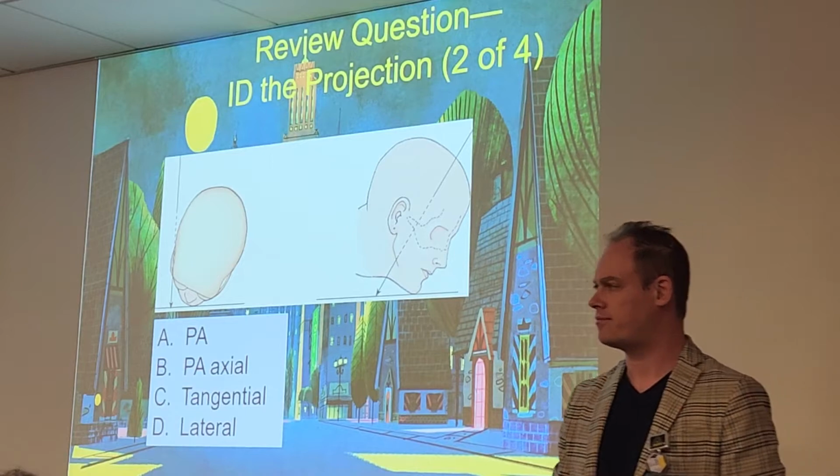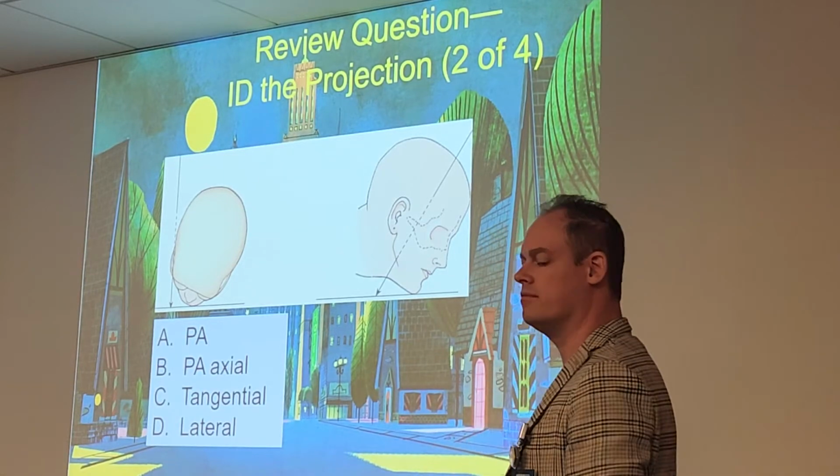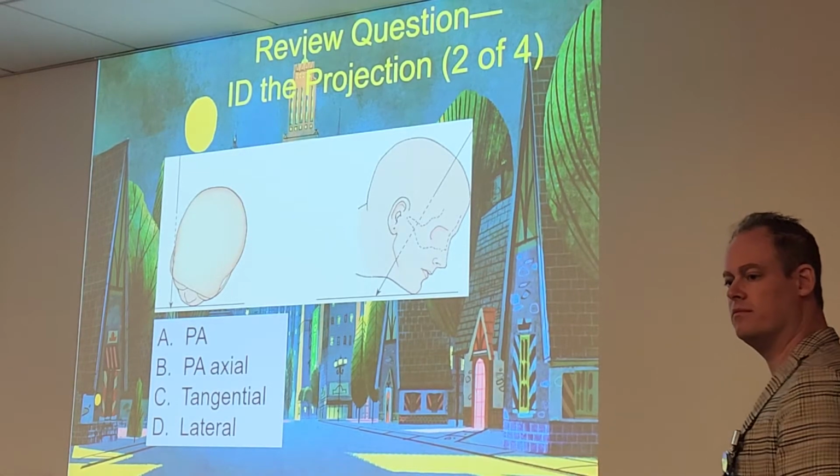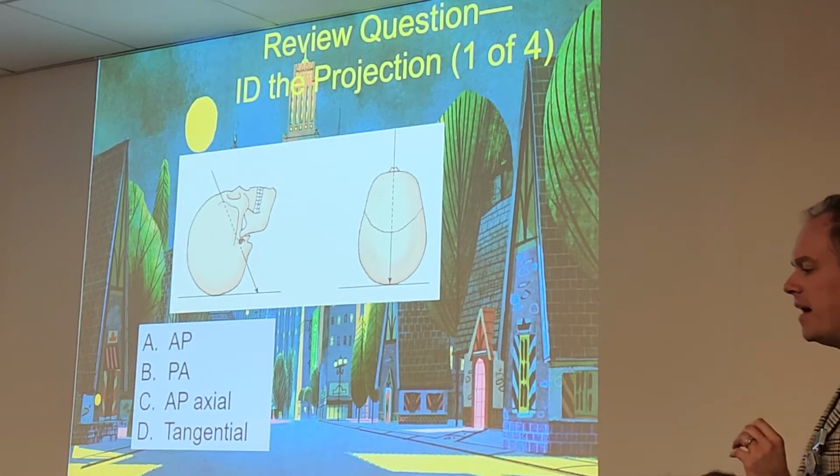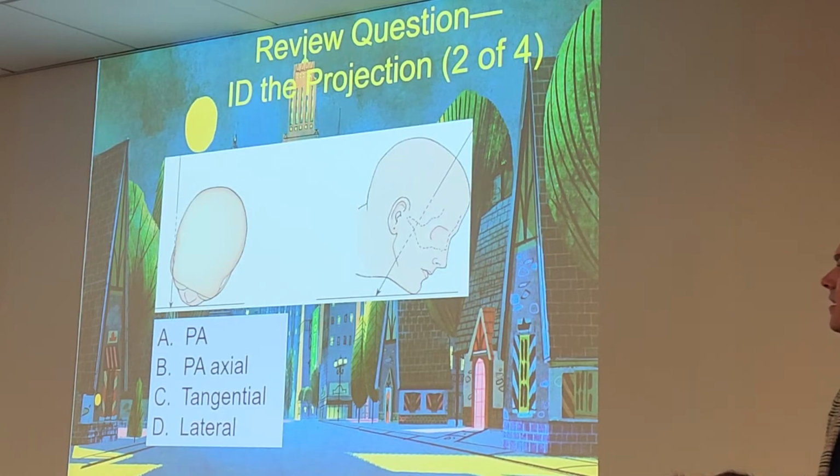It's going to be hard. So when it's only axial, it's only referring to the rays, to the CRs. AP axial means that the CR has been angled, not the patient. Tangential refers to a specific part, like especially the skull.